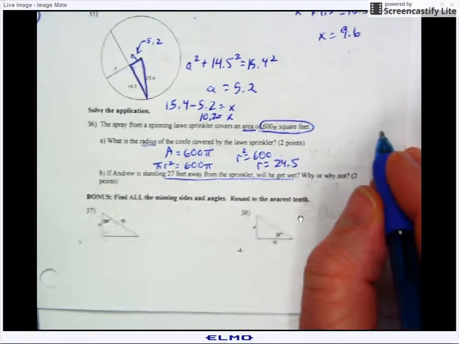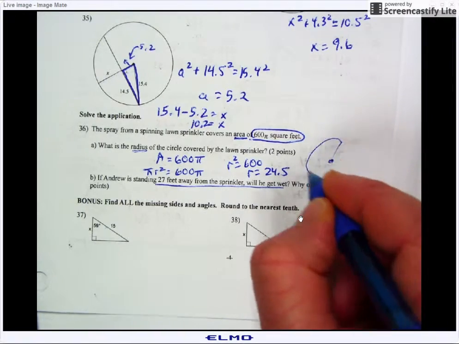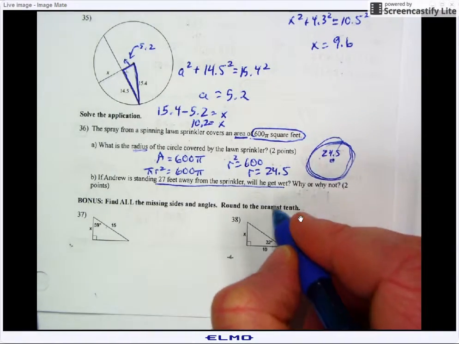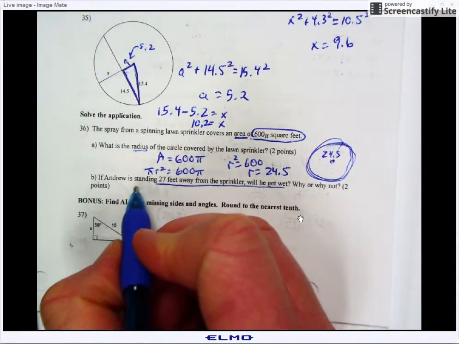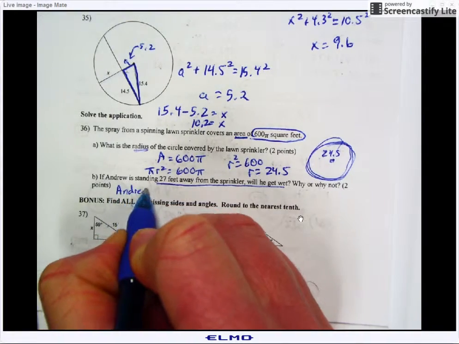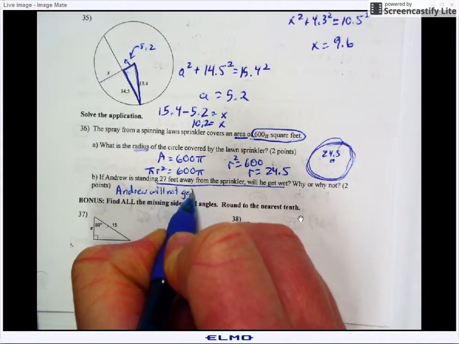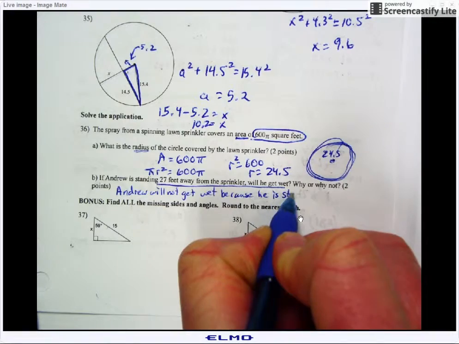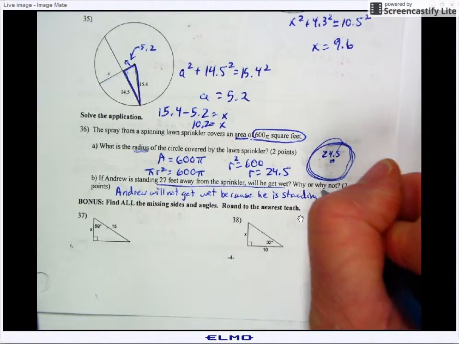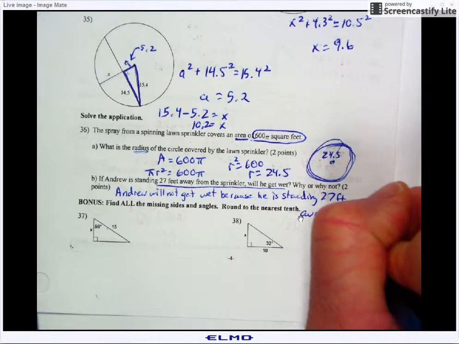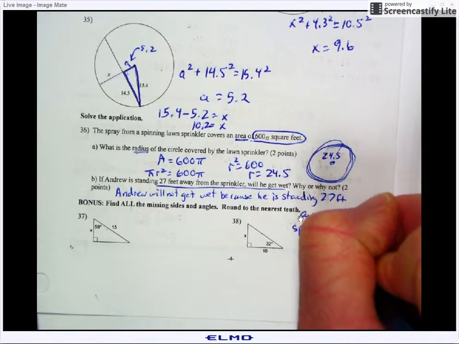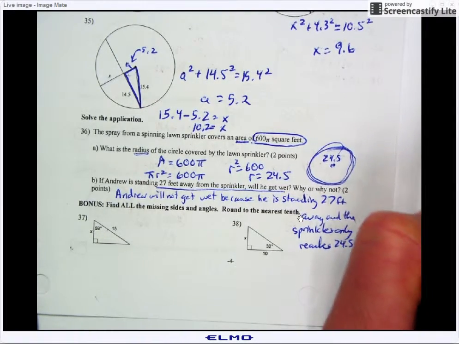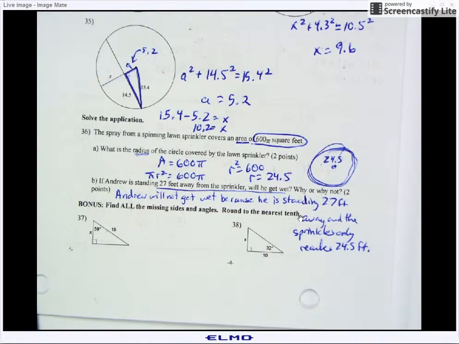So if you think about the sprinkler making a circular pattern, it's going to reach 24.5. If he is at 27, he will be dry. So your answer in a sentence: Andrew will not get wet because he is standing 27 feet away and the sprinkler only reaches 24.5 feet. That's a good detailed way to use numbers in your explanations in math.